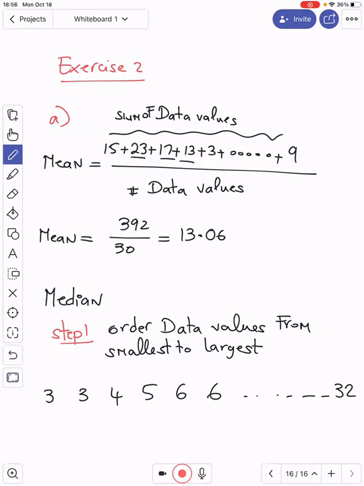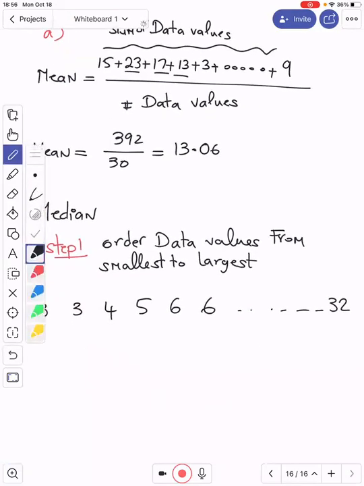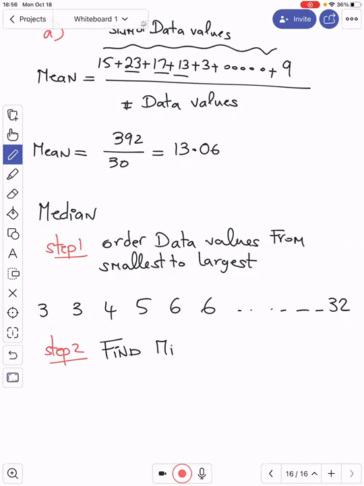And then, so that's the first step. And then as step number 2, you have to find the middle position. So the median is supposed to be the number in the middle position, right? So we have to find the middle position. Okay, so we have 30 numbers, right? So we have to find the middle position of your data set.